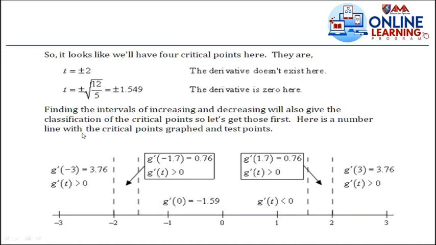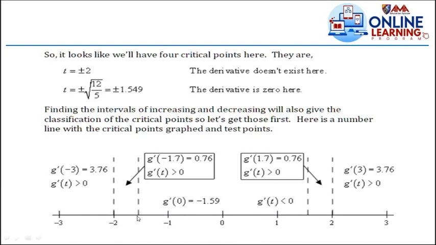So let's get those first. Here's a number line with the critical points, graph, and test points. These are our critical points, 4 of them. Plus or minus 2, negative 2, positive 2. The other is plus 1.549. Here it is, 1.549. The other is negative 1.549.